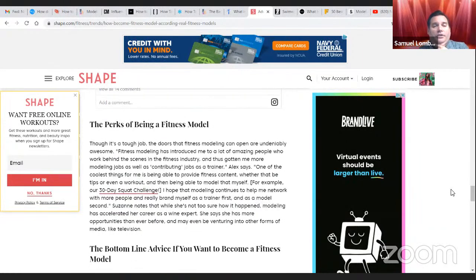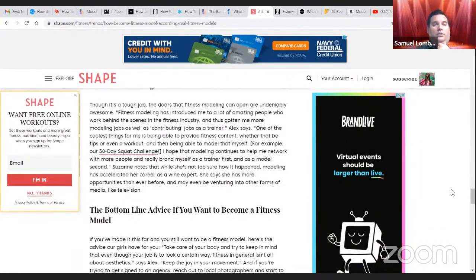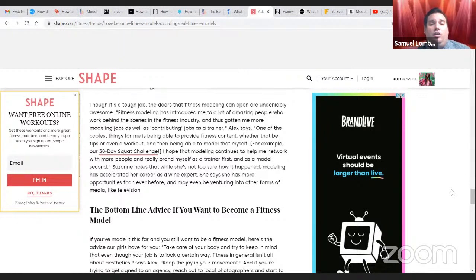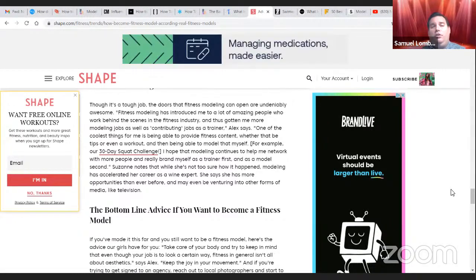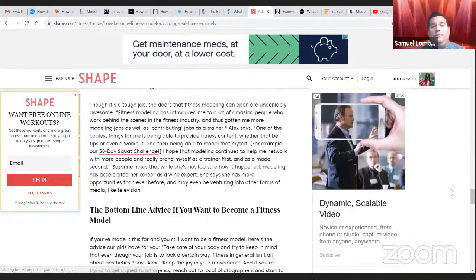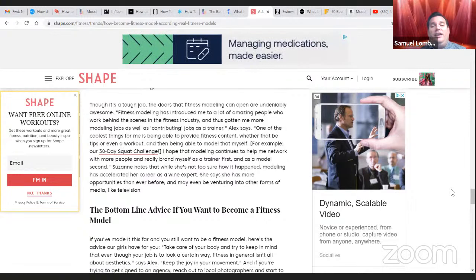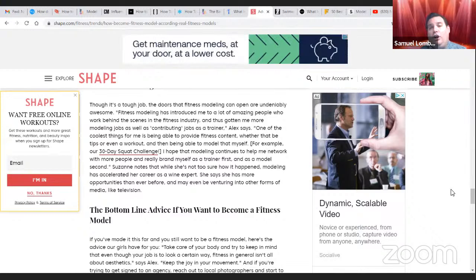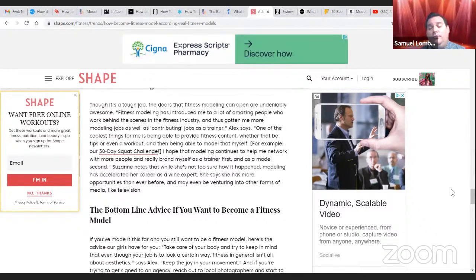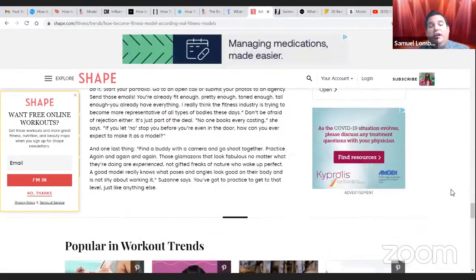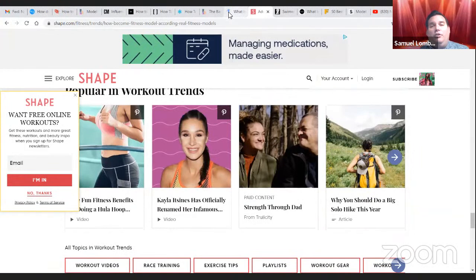The perks of being a fitness model. Though it's a tough job, the doors that fitness modeling can open are undeniably awesome. Fitness modeling has introduced a lot of amazing people who work behind the scenes in the fitness industry, and thus gotten more modeling jobs besides being a trainer and a fitness model. So it's a way in the door if you were that type of model. I think I'm going to end it there with that.